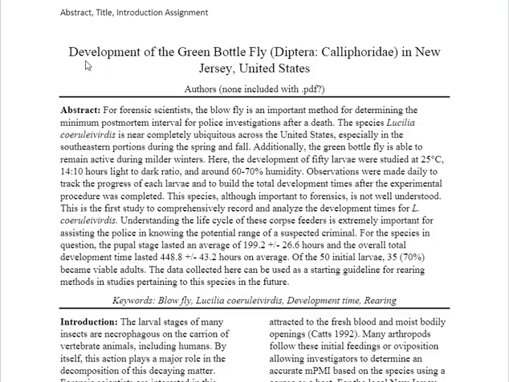Okay, this is a good way of saying this. Development of the green bottle fly, Diptera californii in New Jersey. Whenever you use a common name like this, you still need to put the order and family. Great. Be careful with something like this, because common names like green bottle fly can include a whole bunch of other different types of species. So if I'm looking specifically for Lucilia sericata, Lucilia cuprina, any of the other Lucilias, Lucilia mexicana, all those are also called the green bottle fly.